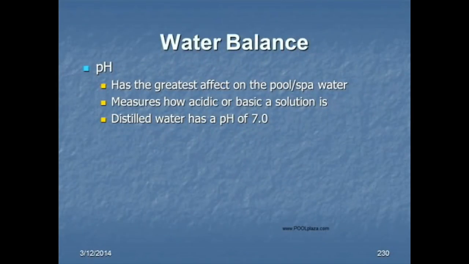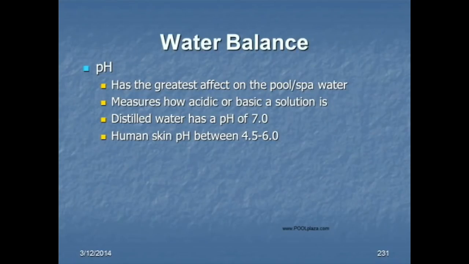What is pH? What does it do for us? It really does, in fact, have the greatest effect on our swimming pool or our spa water. It measures how acidic or how basic the solution of that water is. Now, distilled water has a pH of 7.0. That is considered pure H2O, pure water. Our swimming pools require a pH of around 7.2 to 7.8 are the numbers we're going to strive for, so slightly basic pool water. Now, the pH of human skin ranges between 4.5 to 6.0.